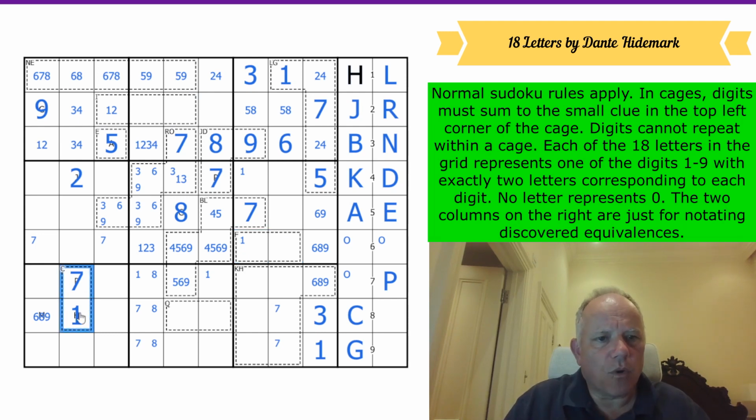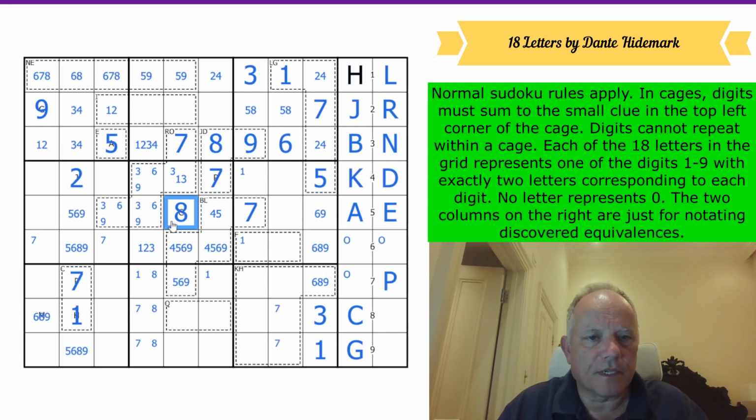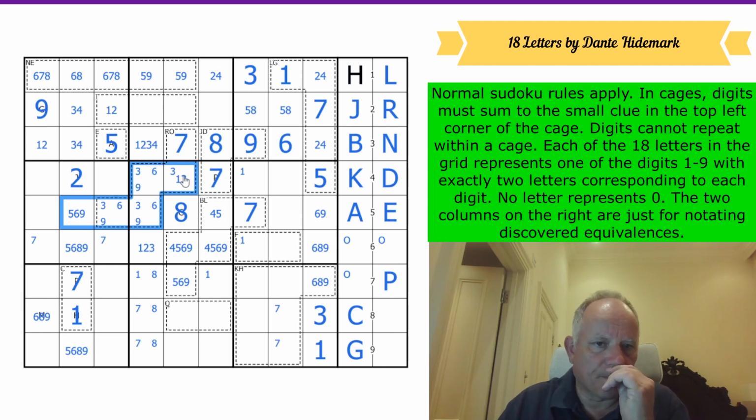Oh, come on. Where does 1 go? 1, 7, 2, 3, 4. So the rest in this column are 5, 6, 8, or 9. And the central digit can't. The central digit is an 8, so that can't be. Now, 5, 6, or 9 there, but 9 and 6 have to be in this cage, both of them.